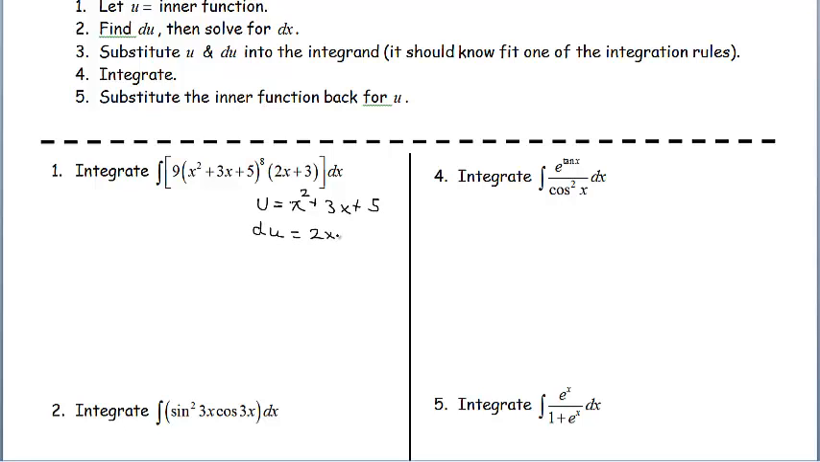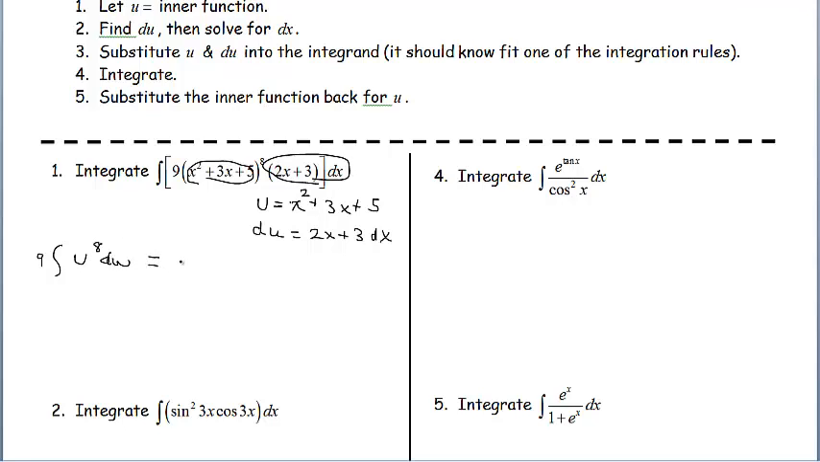So du is 2x plus 3 dx. It doesn't look like I need to bring anything in, but this 9 I'm going to pull out front just to clean it up. When I pull 9 out front, this is going to be left to be u to the 8th power, and then all of this will be replaced with du.